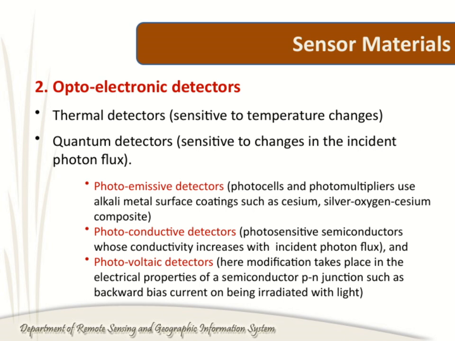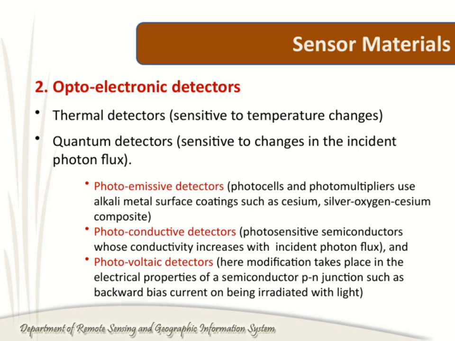This process is crucial because it allows these detectors to convert light directly into an electrical signal. Next, we have photoconductive detectors. These are made from photosensitive semiconductors. What's interesting here is that their conductivity increases as the incident photon flux increases, meaning they become more conductive when more light hits them. This property makes them very useful for detecting varying light intensities.